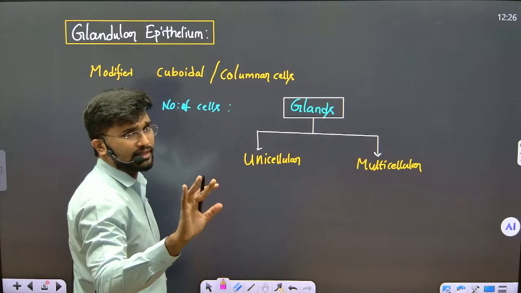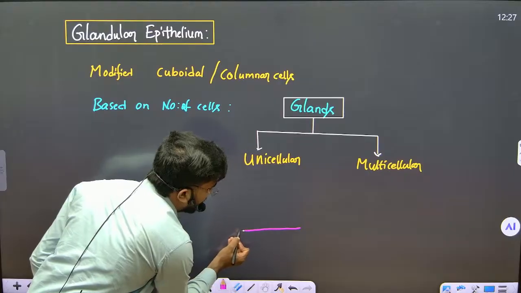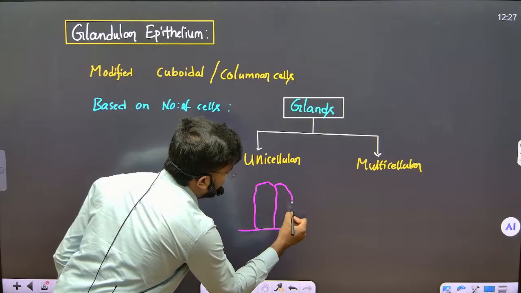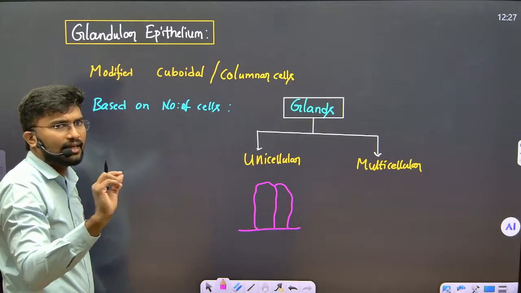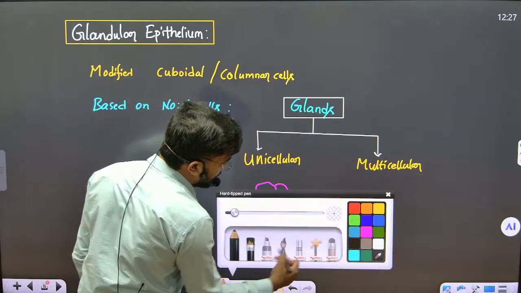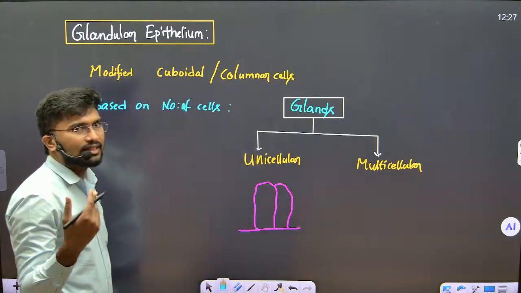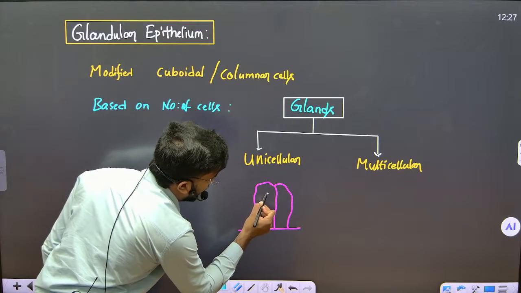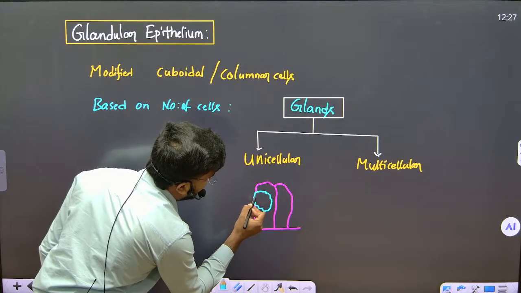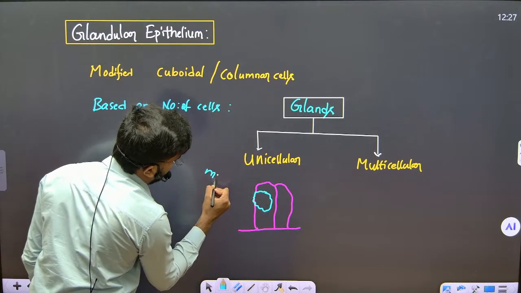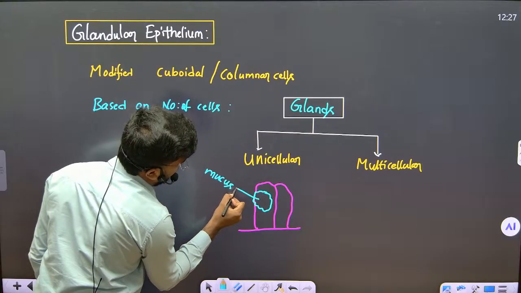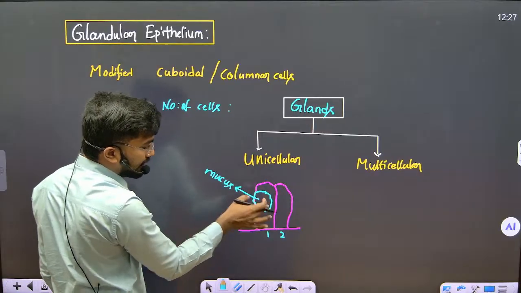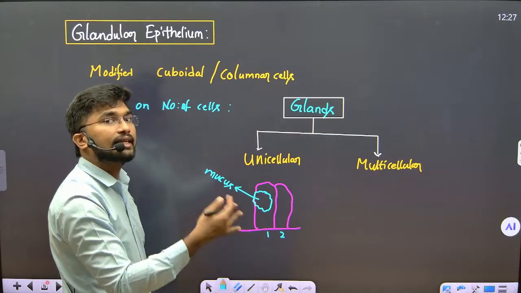Imagine I am taking one example. This is the basement membrane. On the basement membrane, this modified columnar cell is present. I have taken two columnar cells, but let us consider only one. A gland will be producing something, right? Let's say this cell has undergone modification and started producing something, let's say mucus. Only this epithelial cell has undergone modification and it starts secreting its secretion.